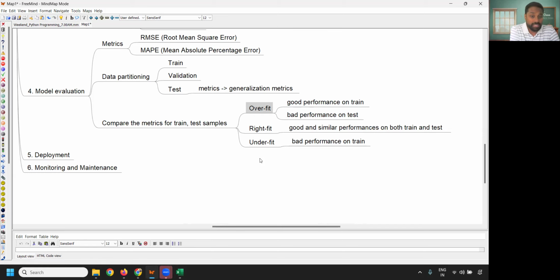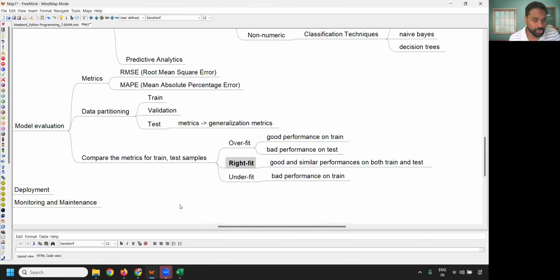But the best students would be those who perform consistently well both in the prelims and in the finals. That is what we require, right? Right fit. So this is how the comparison happens.